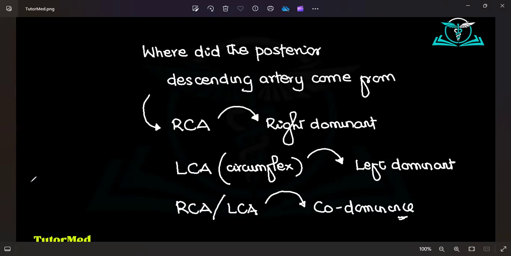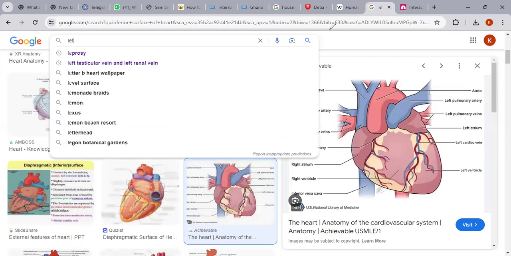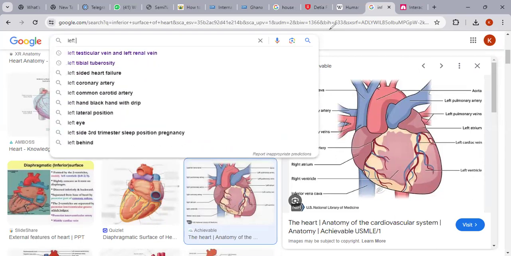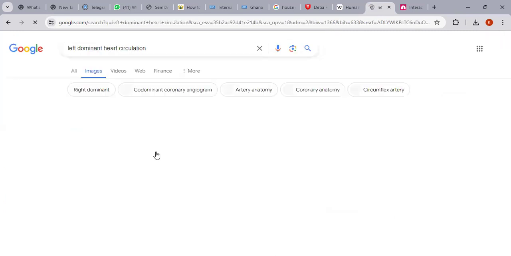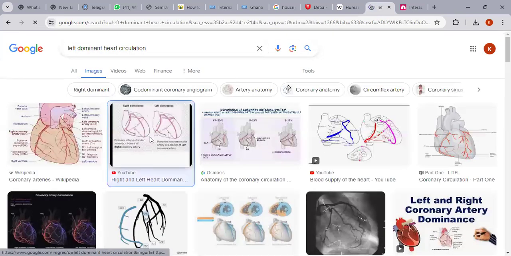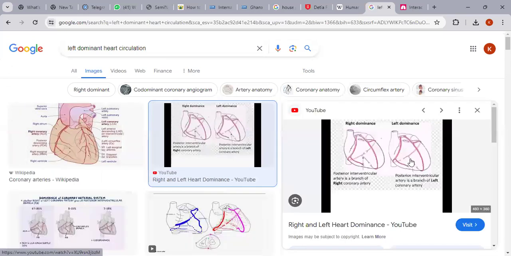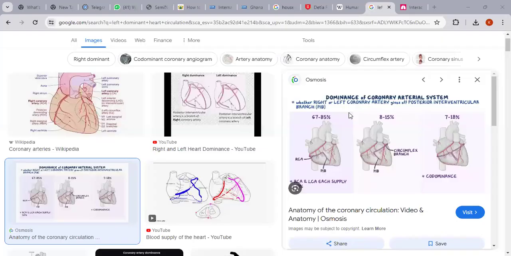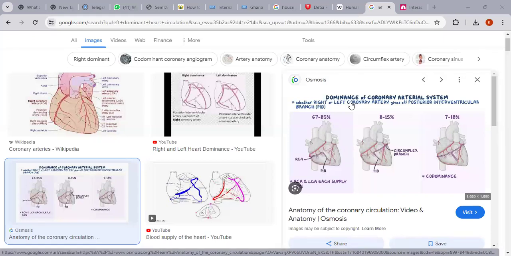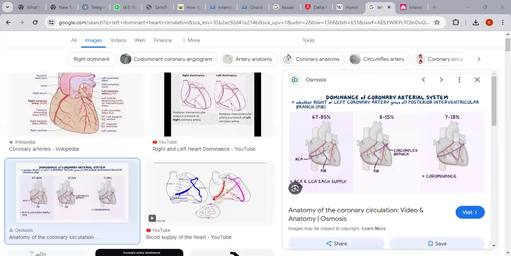Good. So I'm going to show, let me see if I can get a left dominant heart. Yeah, so, left dominant heart circulation. This gives us what is happening here. Hold on, let me pause this video. So let's see. This is the right dominant heart. Now, if you check, this is the PDA, right? Can you see the PDA?